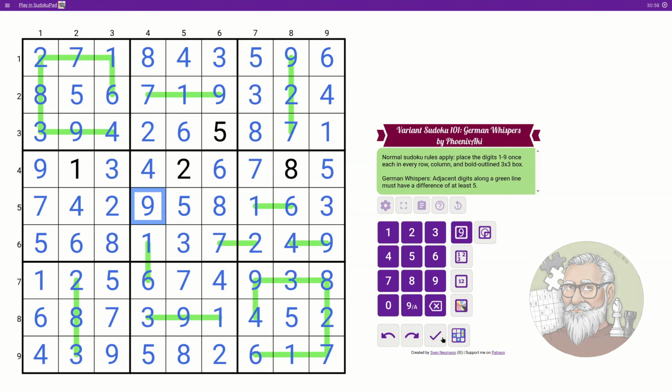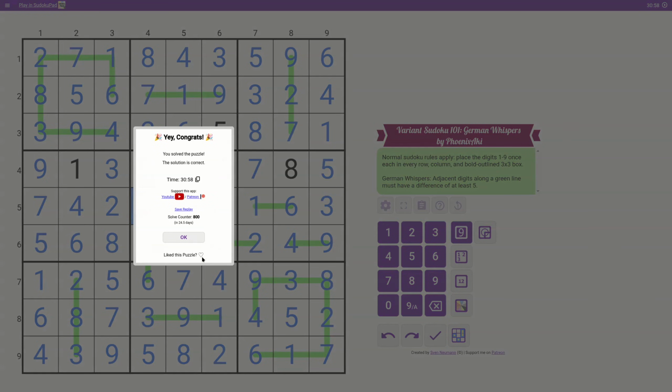Right. Moment of truth. Very nice. That's a great introduction to German whispers, I think. It has a lot of the tricks, the logic patterns that you would see with German whispers in the wild. So I hope that you enjoyed it.